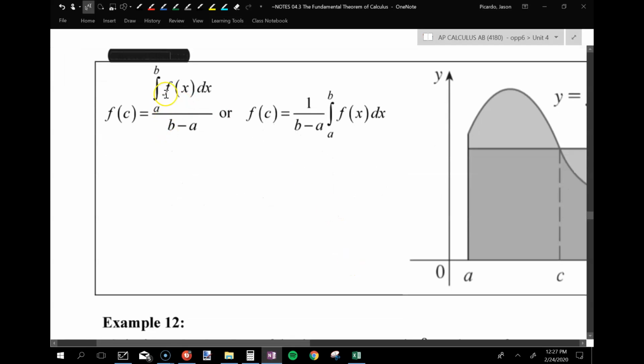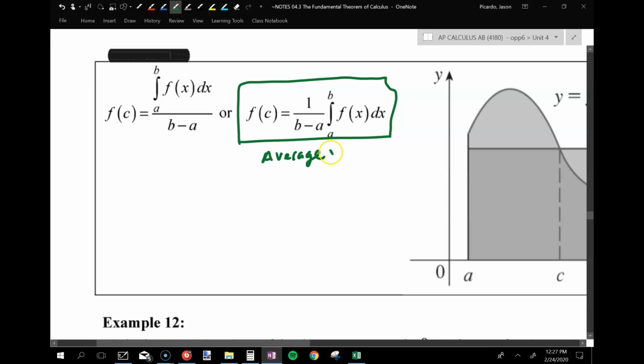So what did I do here? I divided both sides by b minus a. B minus a is a constant. Do you agree? It's the constant 1 over b minus a. So I can take that out and put it in front of an integral. And this becomes a super important formula. It is the formula for the average value of a function.